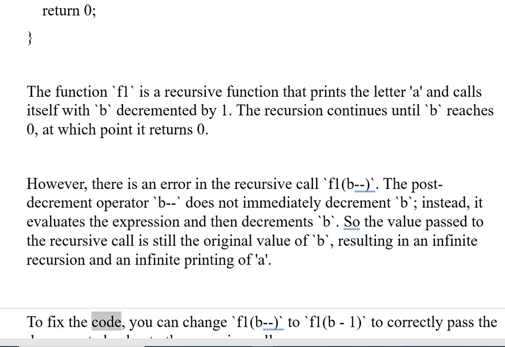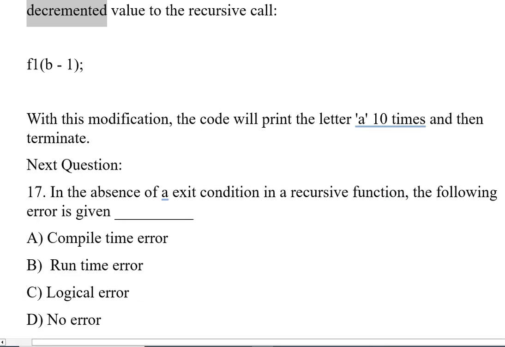To fix the code, you can change f1(b--) to f1(b-1), to correctly pass the decremented value to the recursive call. f1(b-1). With this modification, the code will print the letter A 10 times and then terminate.